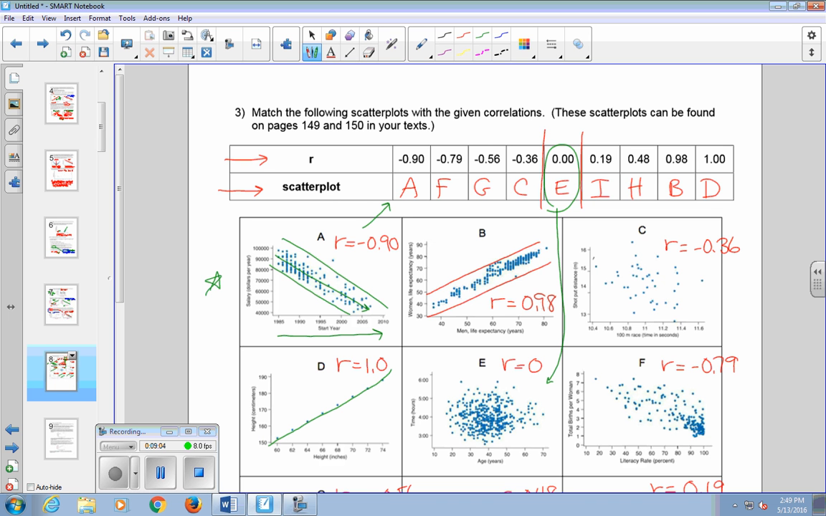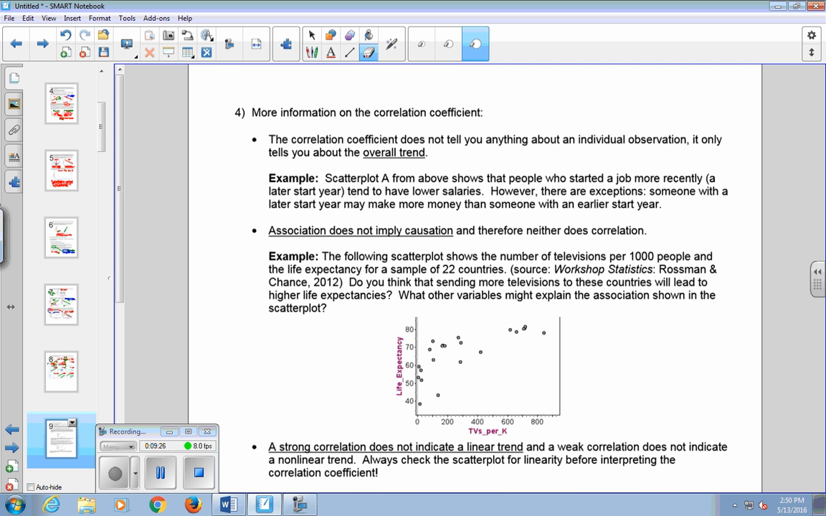Someone with a later start year may make more money than someone with an earlier start year. So again, this is just telling us about the trend. It's not telling us about everybody in here. So for instance, if we take this person who has a later start year than this person, we can see this person actually makes more money. It's opposite of what we see in the trend. Right, so again, the trend doesn't tell us about individual observations. It just tells us about the overall pattern that we're seeing.